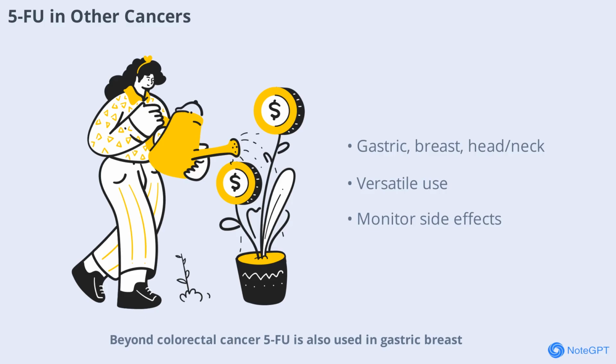Beyond colorectal cancer, 5-FU is also used in gastric, breast, and head and neck cancers. Its versatility and effectiveness make it a go-to drug in many solid tumor regimens. Monitoring for side effects, especially hand-foot syndrome, is important during therapy.